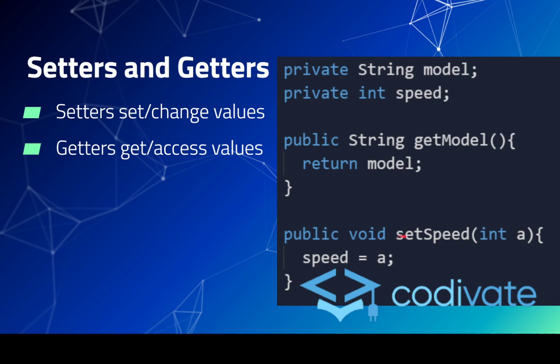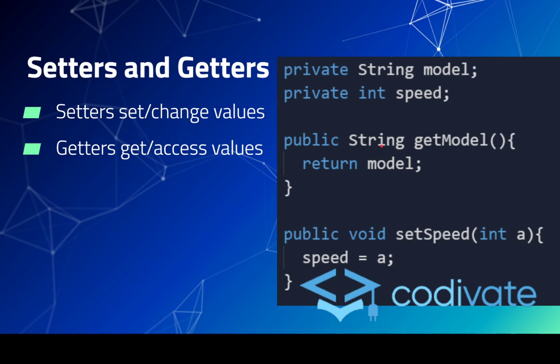So I would do set speed, put 2 in here, and it would say speed equals, if I put 2 in here, this a would be 2. Then if I want to print out speed, what I would have to do is use a getter. In this case, it's the getModel method, but the getSpeed method would look exactly the same. Notice that this has a return type because it's returning something. You're trying to get something. You're accessing something, so you want something, and you're returning it. This one is void because you don't actually want anything back from the method. You just want to put a value into a variable.